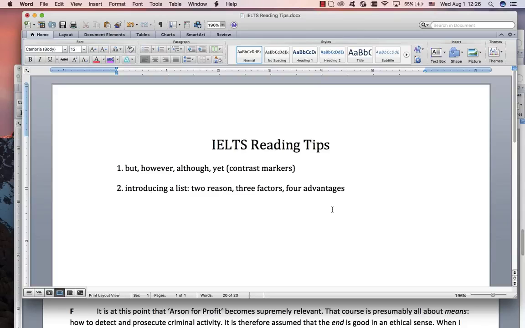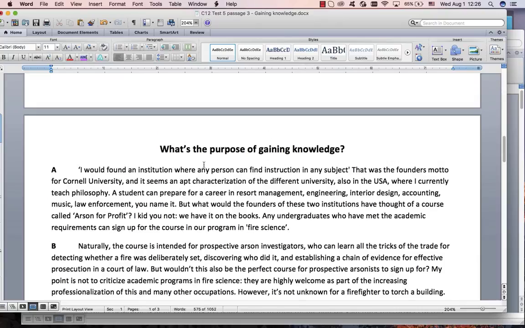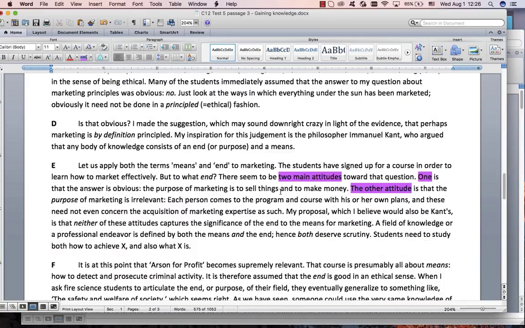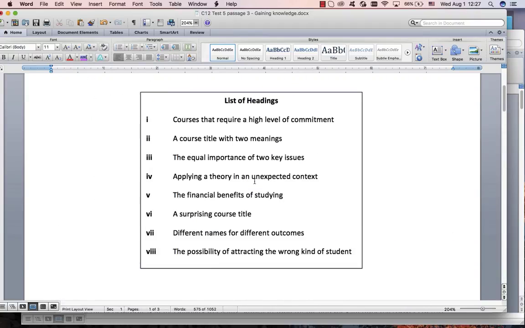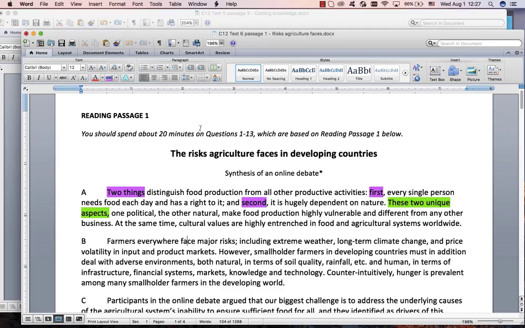Alright, let's look at a couple of examples, just 2 that I found. In the purpose of gaining knowledge reading, or reading 3, the writer did it over here. He spoke about 2 main attitudes, and then you should go and find the 2 attitudes. Here they just asked one question about this. It was one of the headings. 2 main attitudes was here, the equal importance of 2 key issues. The other one was in the agriculture reading that we did.